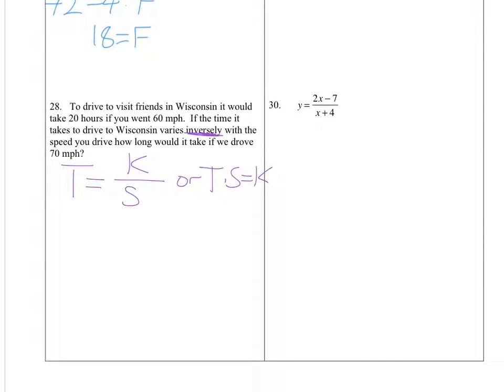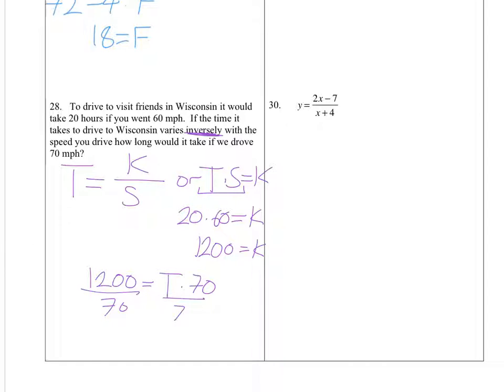How long would it take if we drove 70? So let's start off with my original numbers. I kind of like this one because that tells me what k is right away. So 20 times 60 is equal to k. That gives me 1200 is my k value. How long would it take if we drove 70? So 1200 is equal to time multiplied by 70. If I divide both sides by 70, that ends up being 120 over 7 hours is the amount of time that it takes.